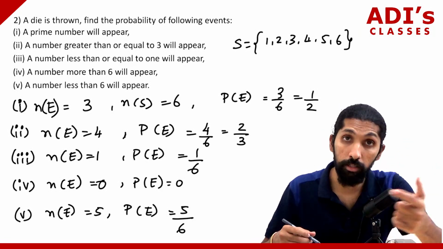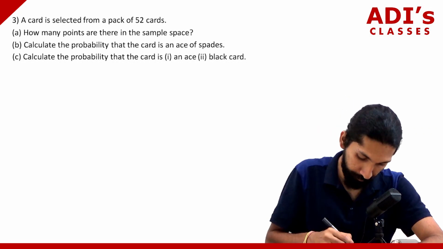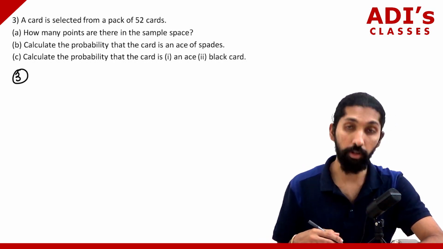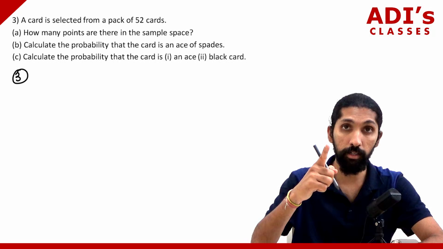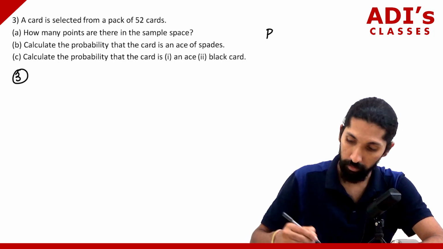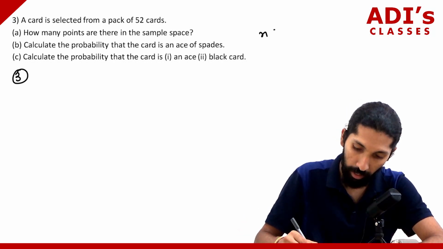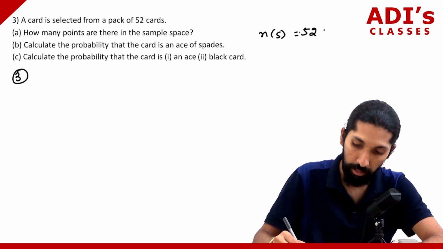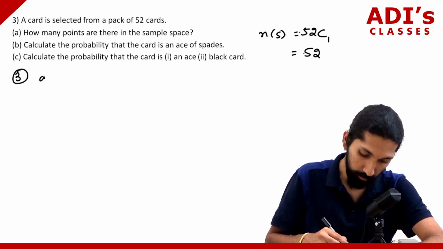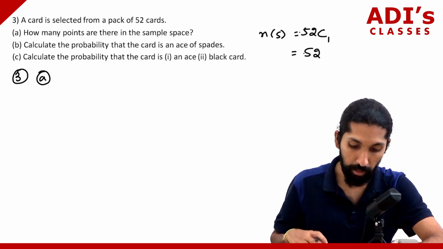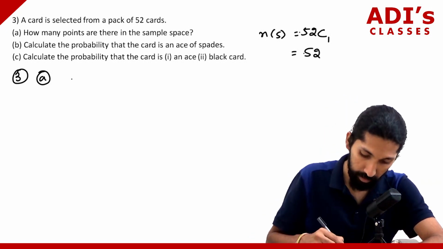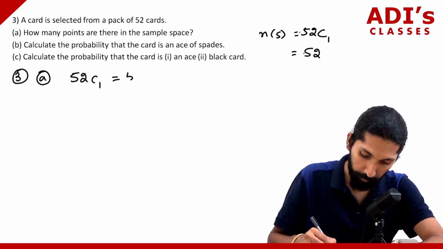Fine. Let's do the third question now. For the third one, a card is selected from a pack of 52 cards. Correct? So we are selecting one card. Since we are selecting one card, we can say that for the sample space, not P of S, N of S is equal to 52 C1, which is nothing but 52 itself. Now, the first one, how many points are there in the sample space? How many points is nothing but how many cards are there in the sample space? The answer is just 52 C1, which is nothing but 52.